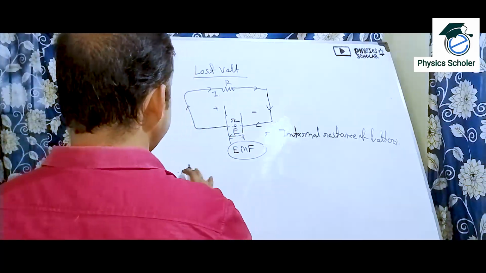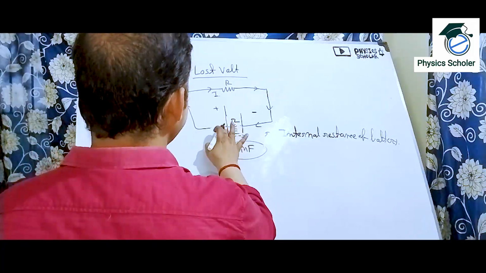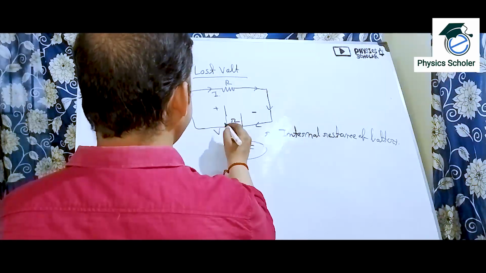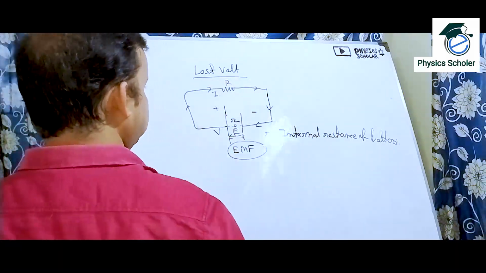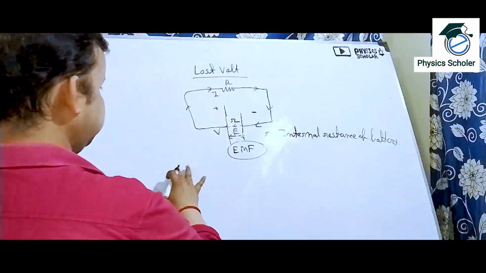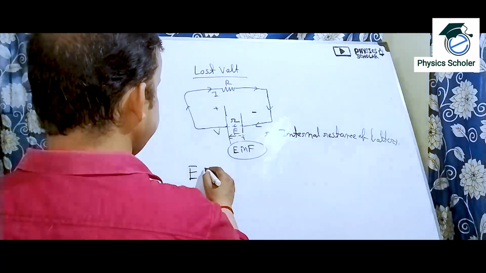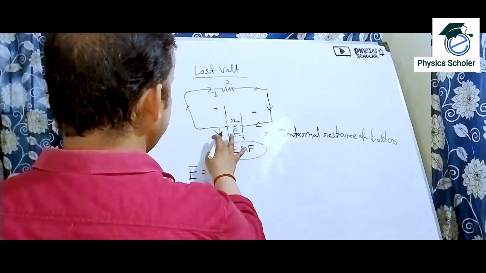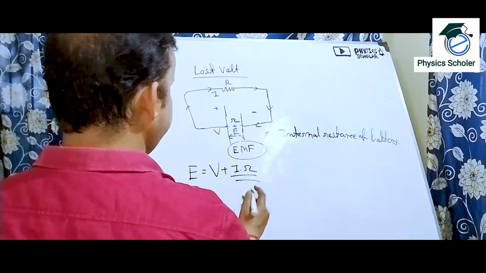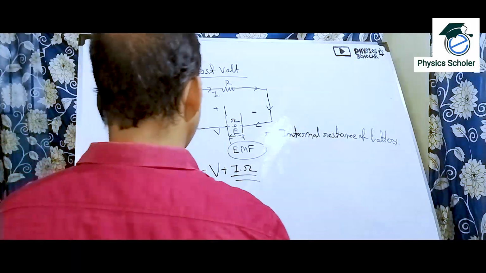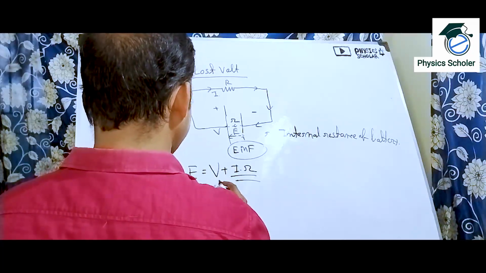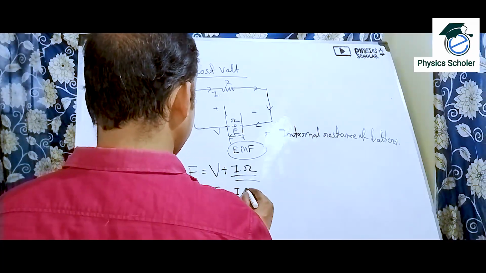Now when it is connected, the outside potential difference for this outer circuit is V. So what is E? E will be V plus I into small r. So what we can write then? V is equal to E minus I into small r.